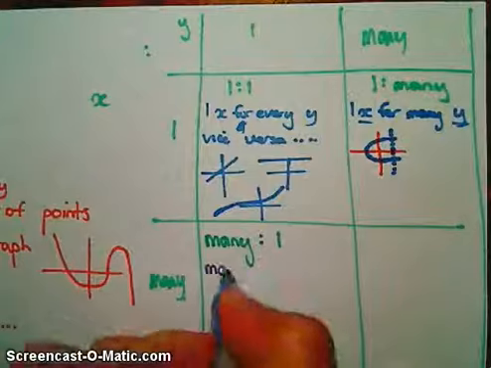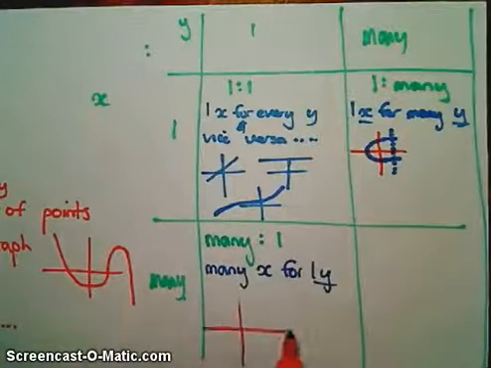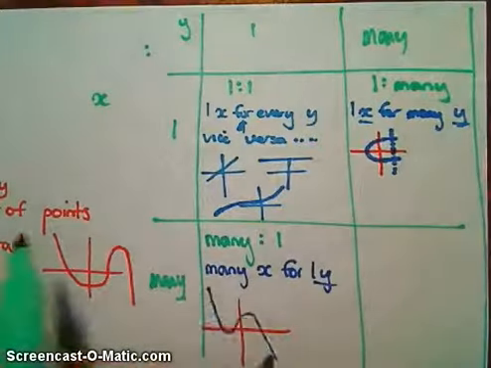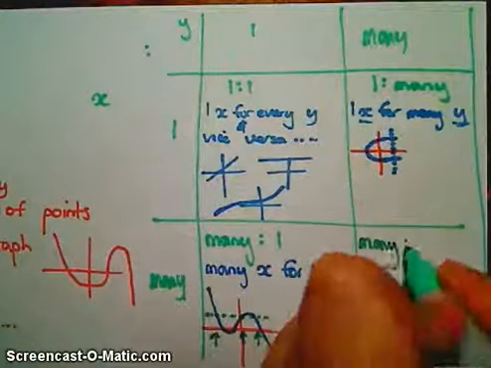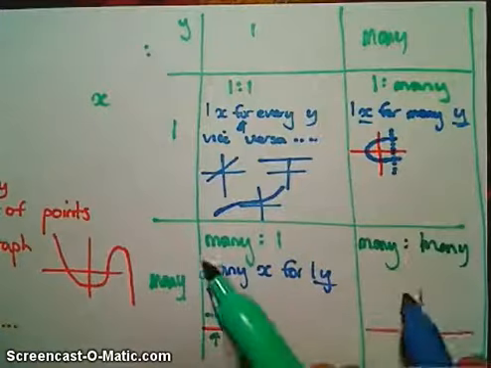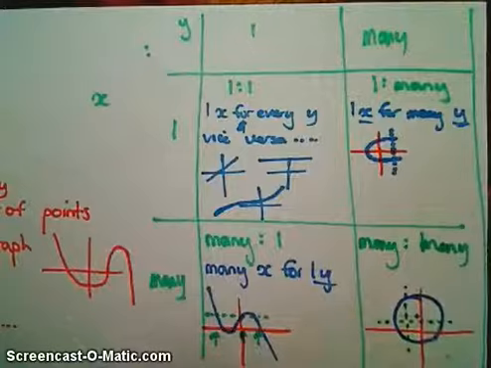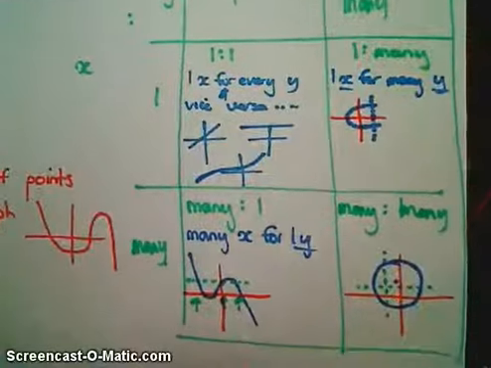Now, a many-to-one relationship means for every 1 y there are many x's. So here's 1 y, and I draw my line across. I can see that there are 3 possible x values. Or a many-to-many relationship is where I'd have many x's and many y's within them.